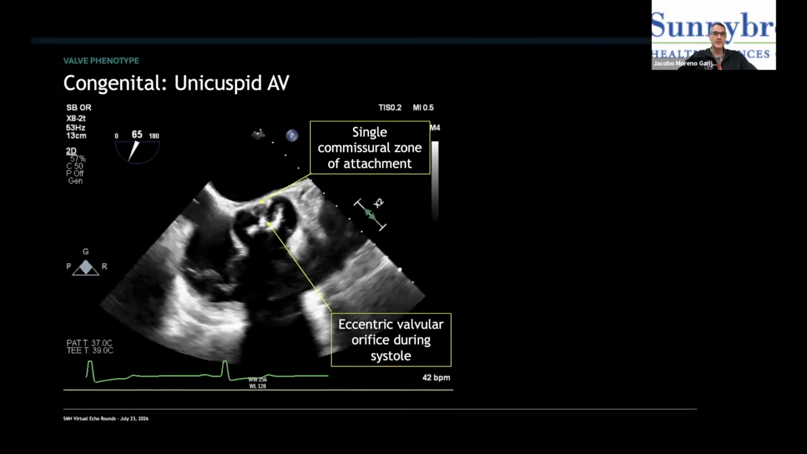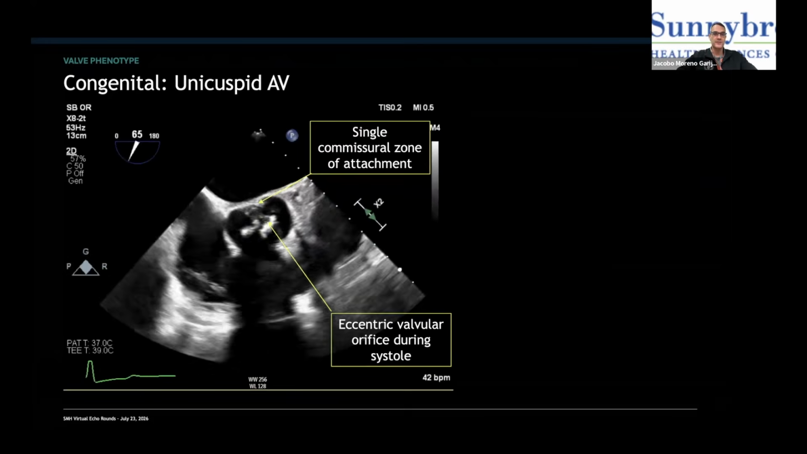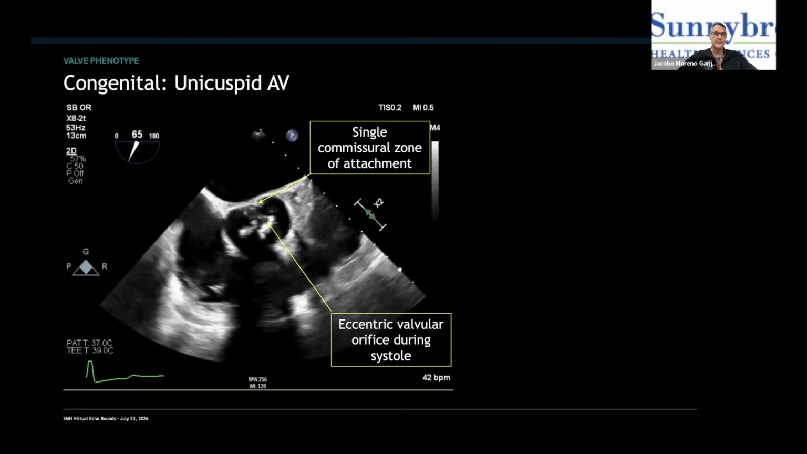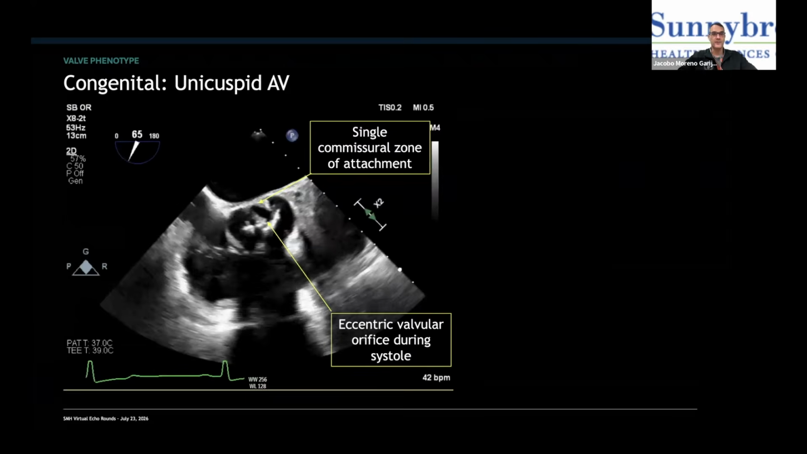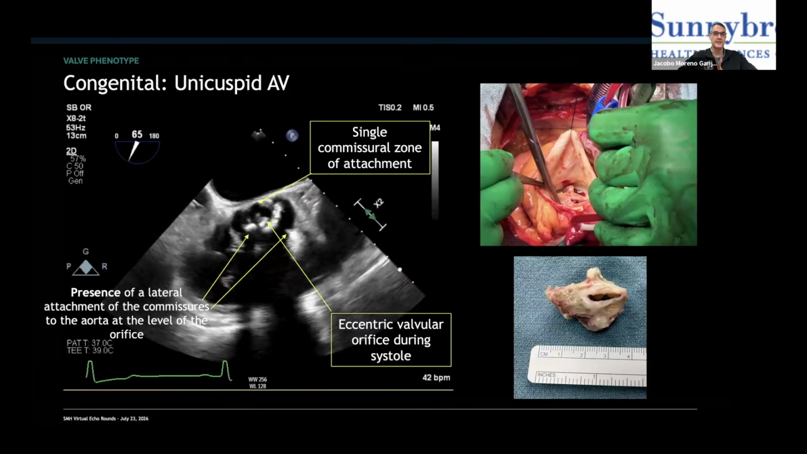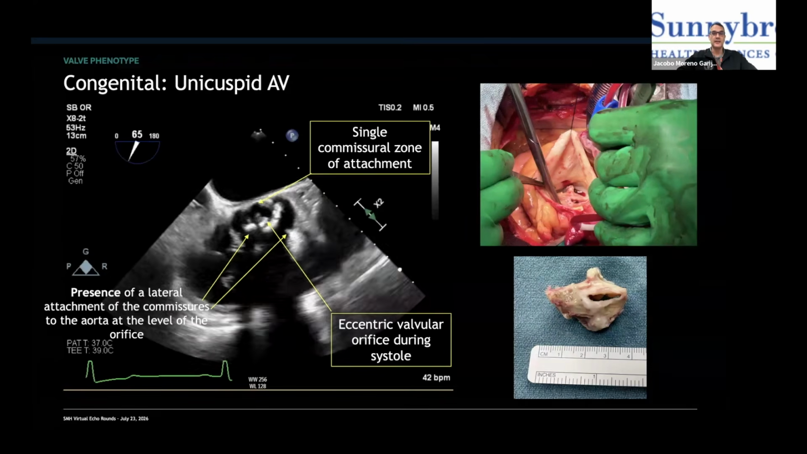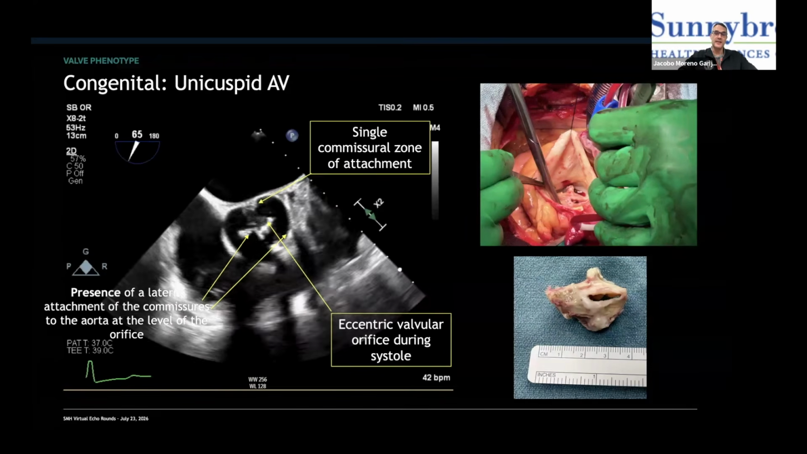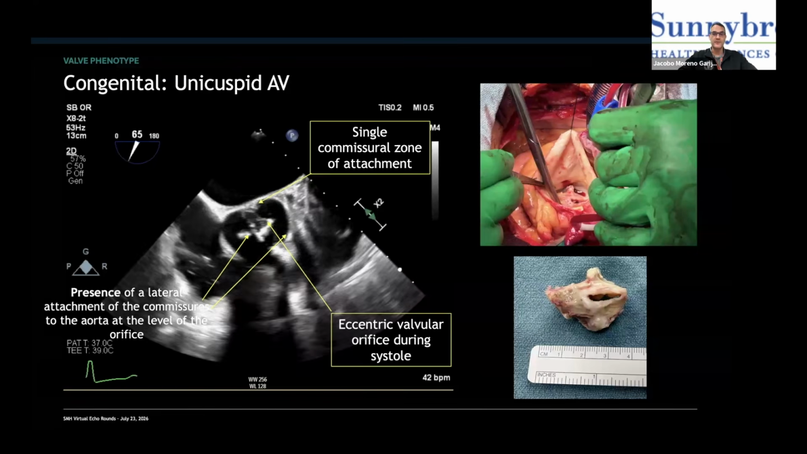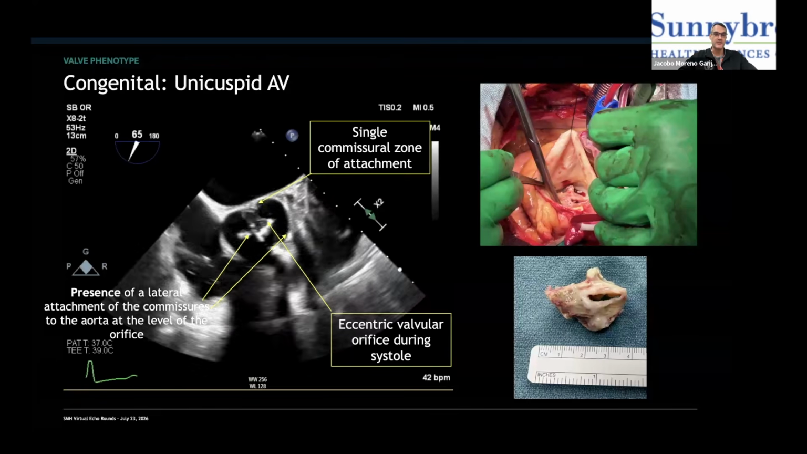As an example, we have this here. We have a single commissural zone of attachment. We have an eccentric valvular orifice during systole. And if you want to know which type of unicuspid valve this is, we have the presence of lateral attachment. So unicuspid, unicommissural, and that's the one that we actually got in this case, that was confirmed after the surgeon took the specimen out.